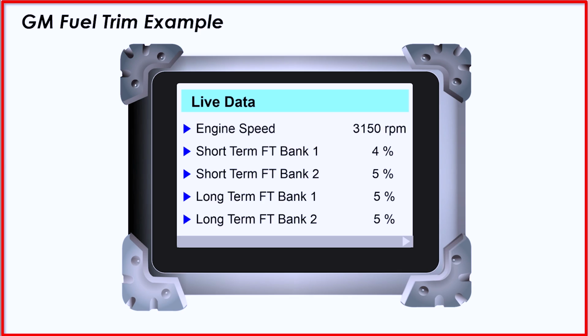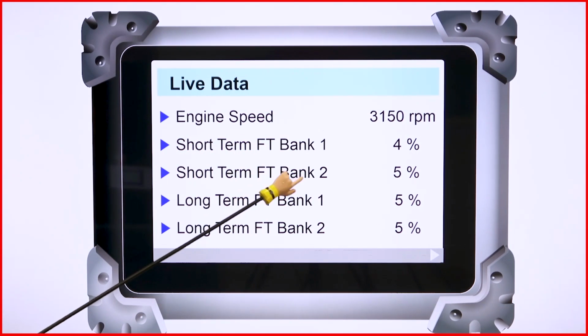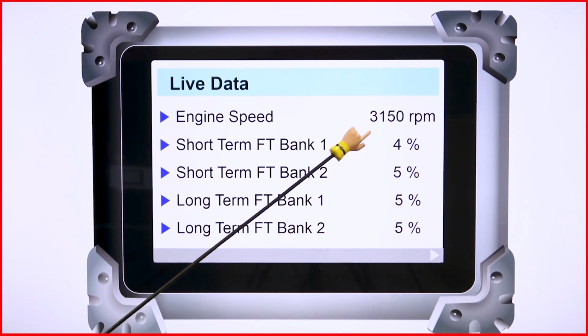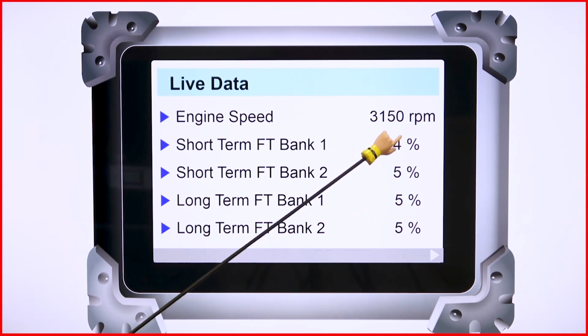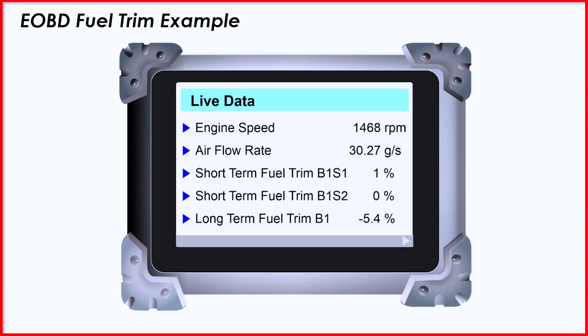Now in the General Motors world, this is what a lot of people might be very familiar with. We've got our short-term bank 1, bank 2, long-term bank 1, and long-term bank 2. So if I'm going for my addition, again, we're going to look at short-term bank 1, long-term bank 1, and then focus on bank 2 by themselves here.